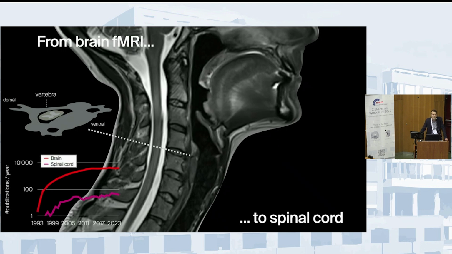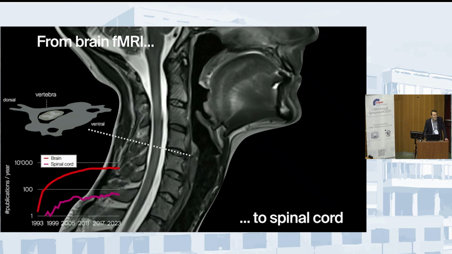So if you look just quickly at the number of publications per year, for whatever it's worth, if you look at brain fMRI, we're now leveling out at about 3,000–4,000 papers per year. This is logarithmic scale, right? If you look at spinal cord fMRI, we're about 2 orders of magnitude below. So we're reaching about, at most, 100 papers per year.